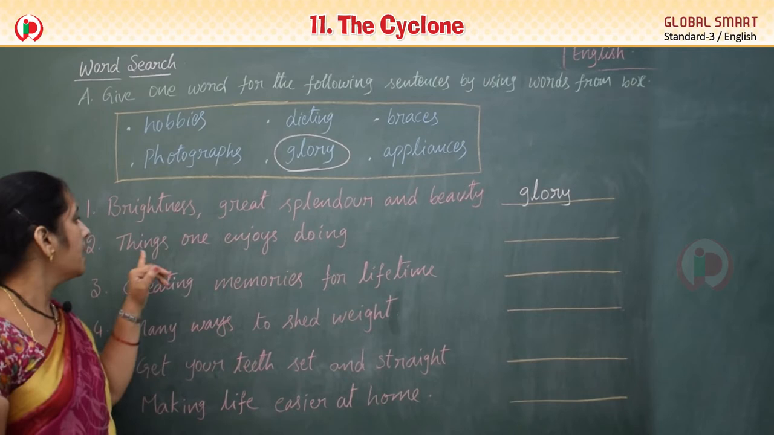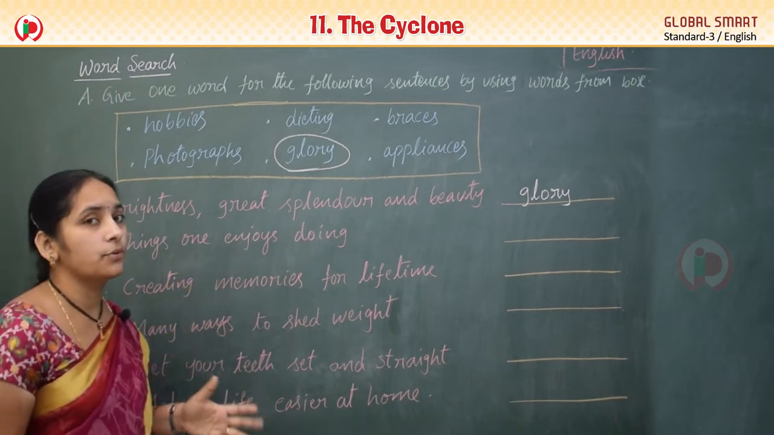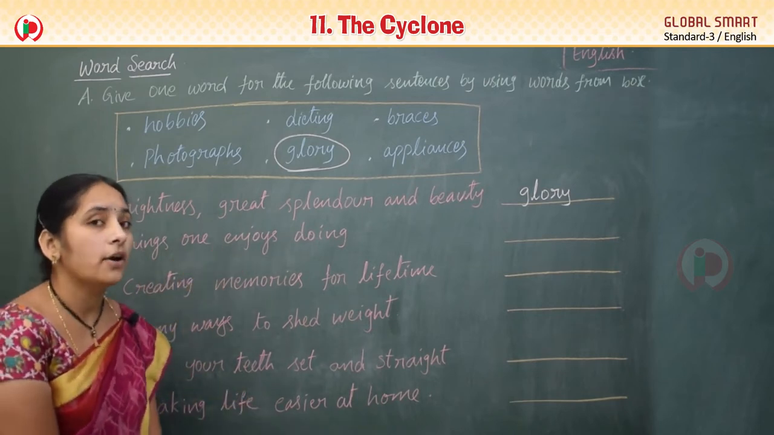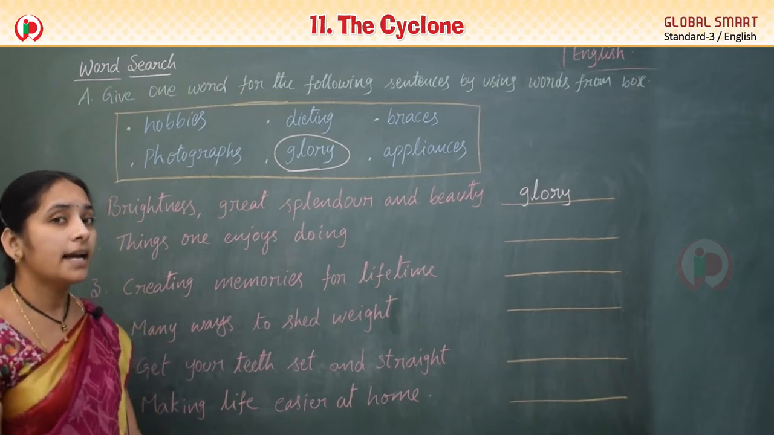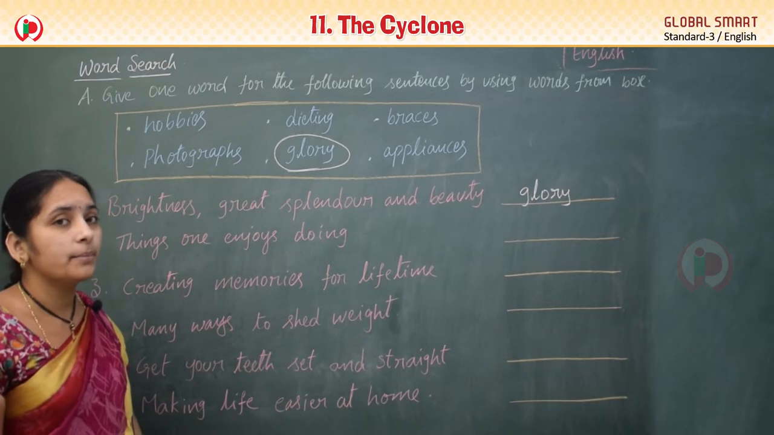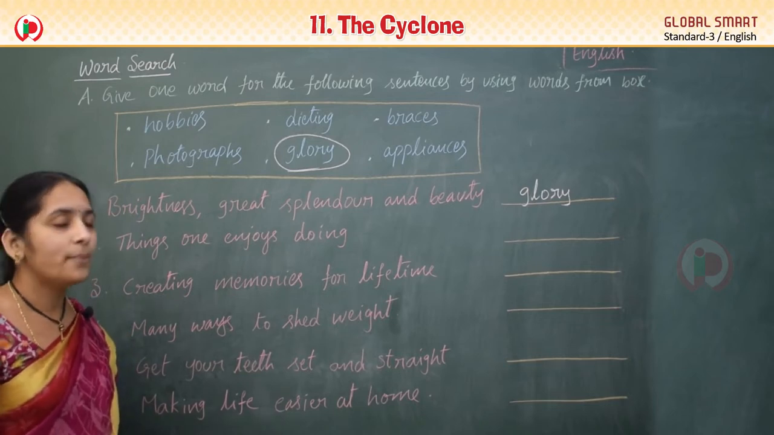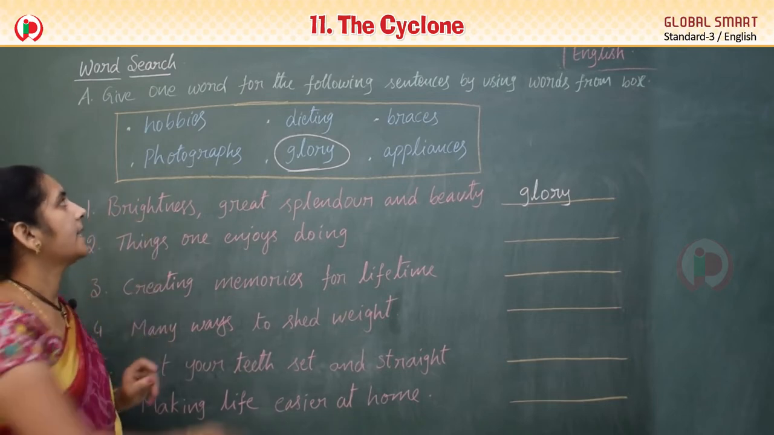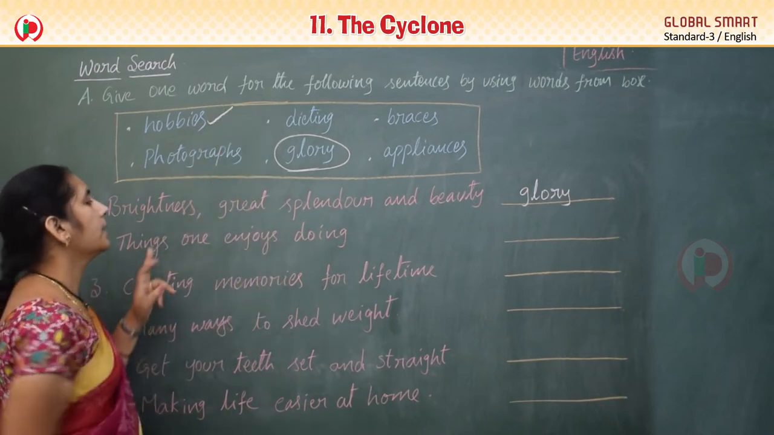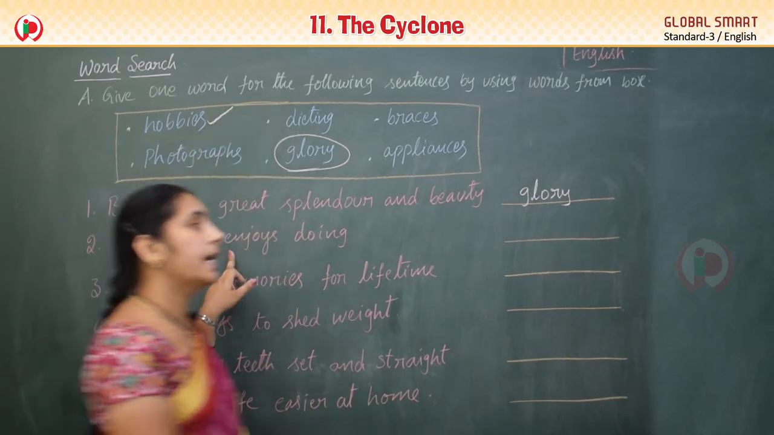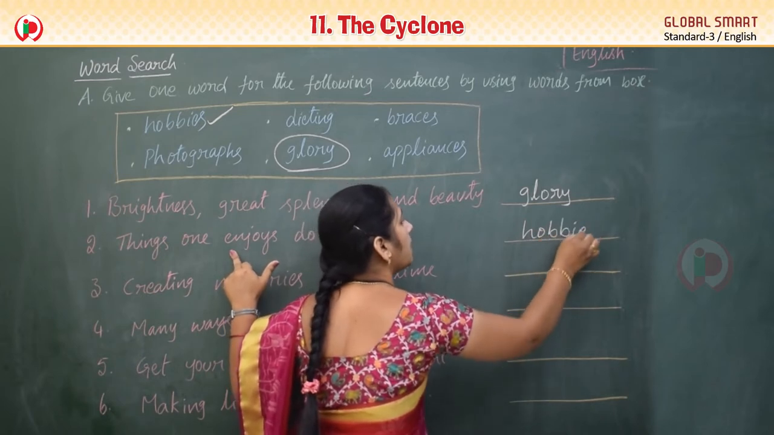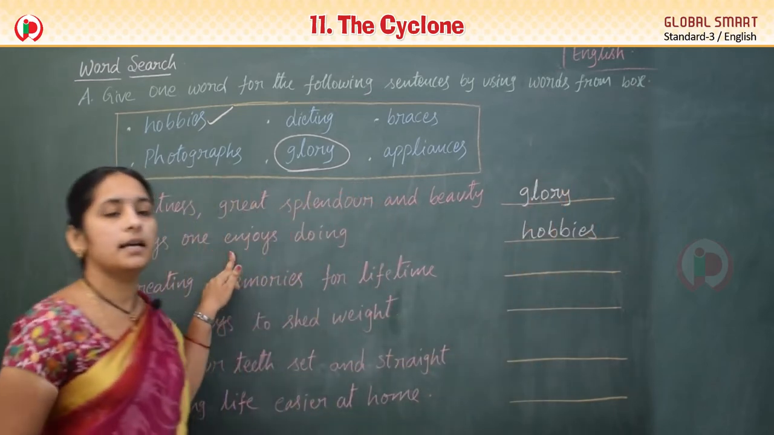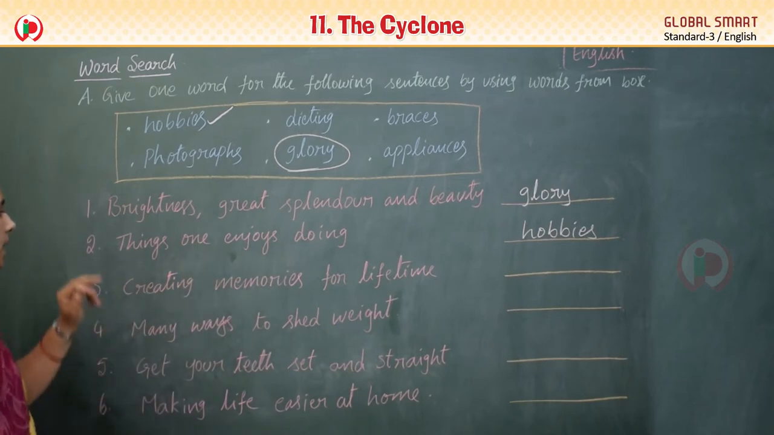Tell me next one. Things one enjoys doing. So any work you are doing, you are enjoying while doing, what is that? If you like it only, you enjoy, no? So what you like, those are your hobbies. Here, hobbies we have. Things one enjoys doing, that we call hobbies. H-O-B-B-I-E-S. Hobbies.